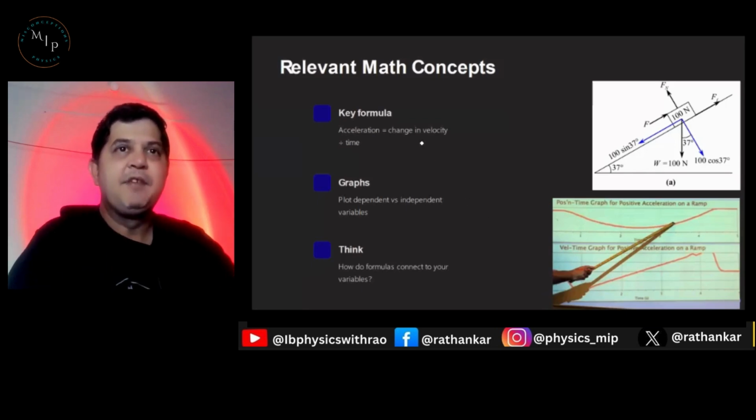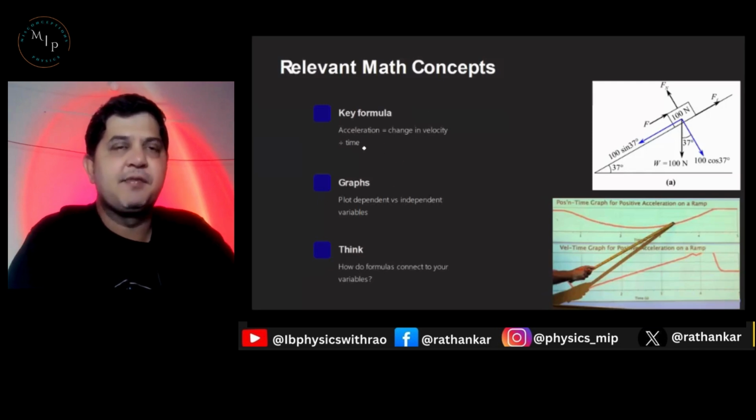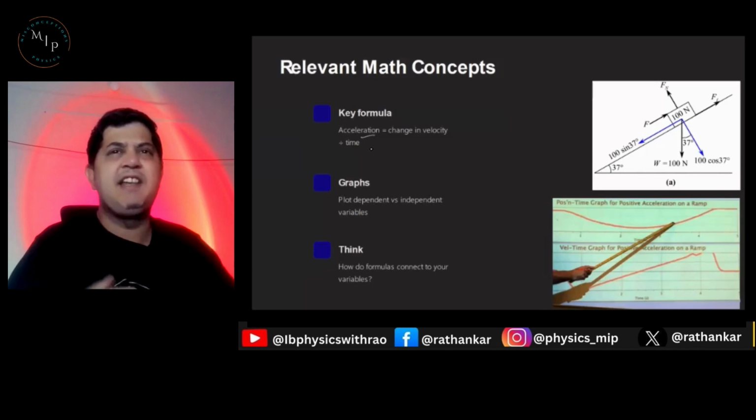That's what it is. So, relevant math concepts. What is that? It is on what factors acceleration depends upon. Don't write anything else over there. Write something which is relevant.